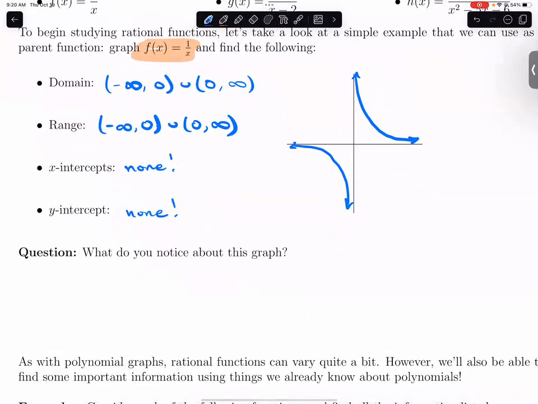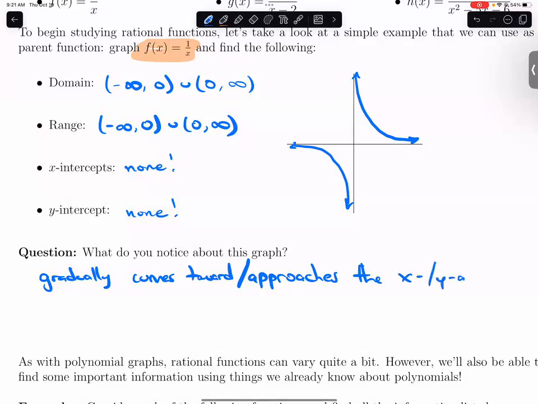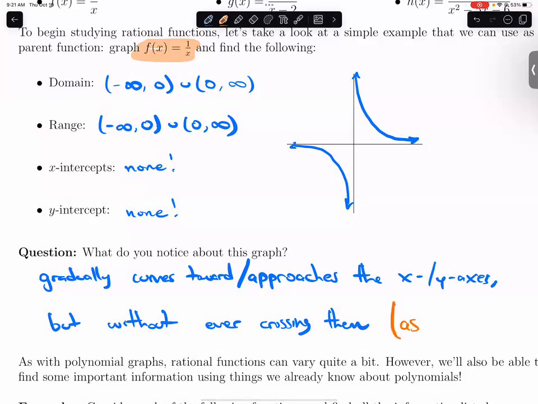So what it does do is gradually curve toward or approach the x and y axes, but without ever crossing. There's a word for that. Those are called asymptotes. And we're going to be spending a lot more time on developing this idea.